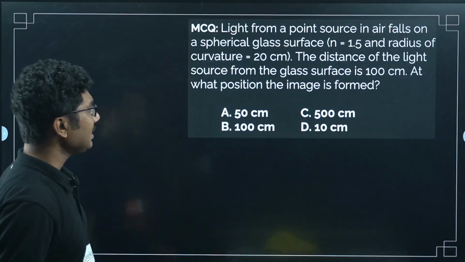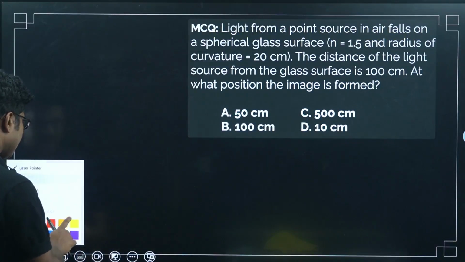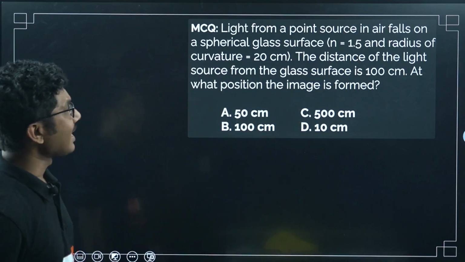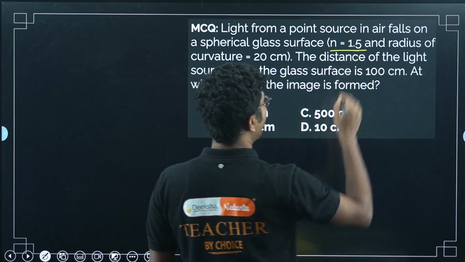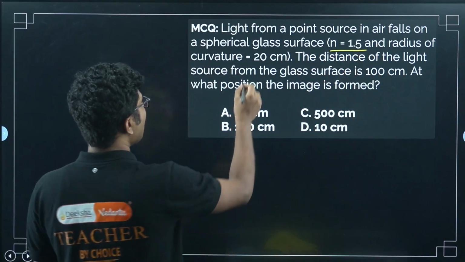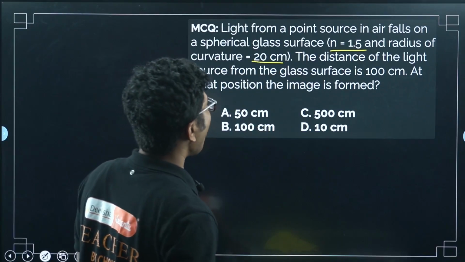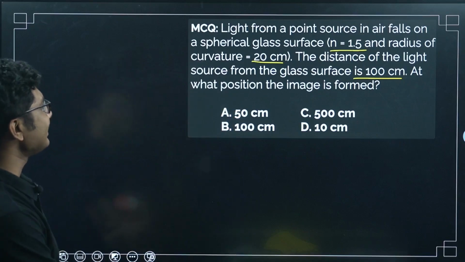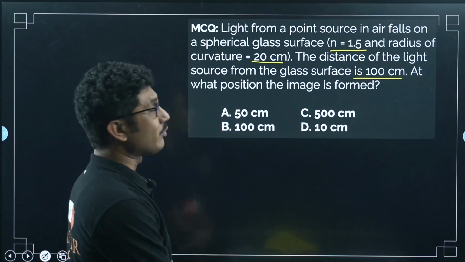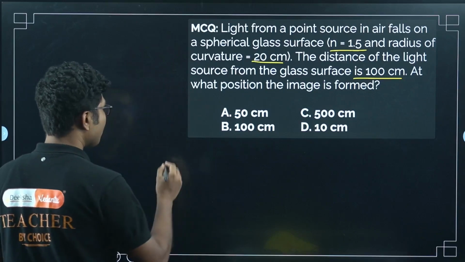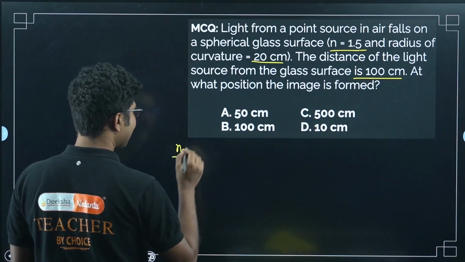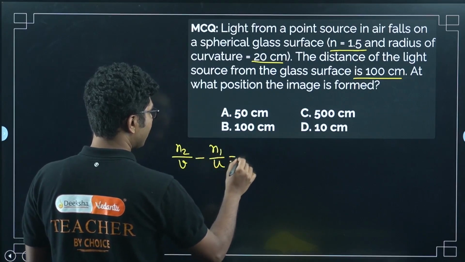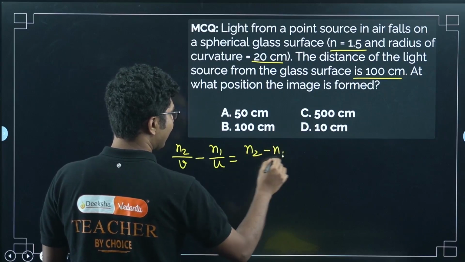Now let's look into one problem using this concept. Light from a point source in air falls on a spherical glass surface. n is given as 1.5 and the radius of curvature is 20 centimeter. The distance of the light source from the glass surface is 100 centimeter. At what position is the image formed? So what is the formula? The formula is n2 by v minus n1 by u equals n2 minus n1 by R.